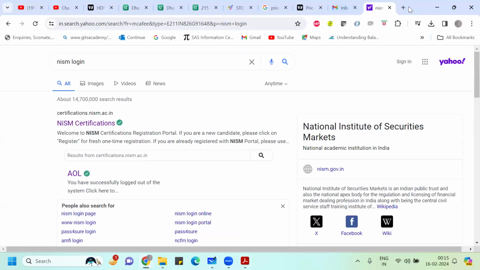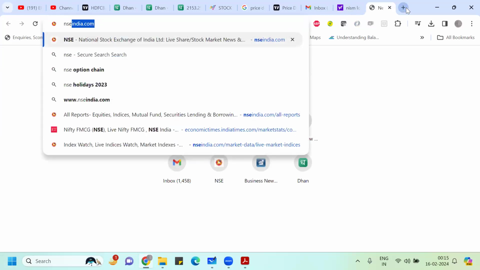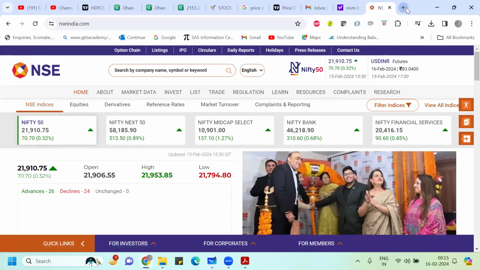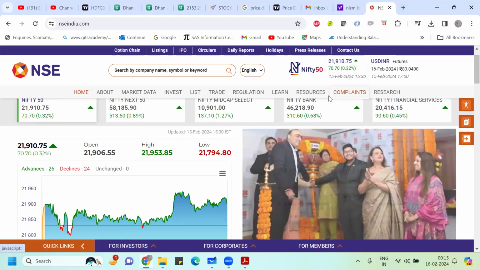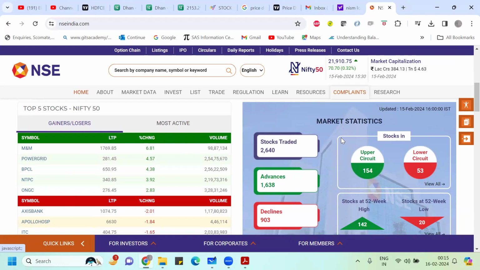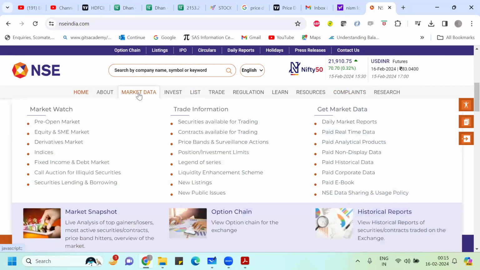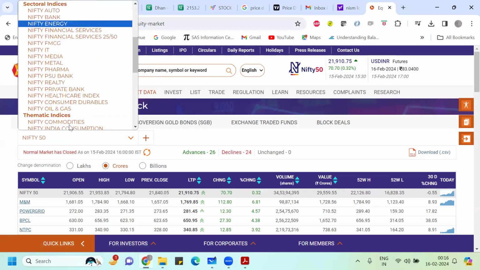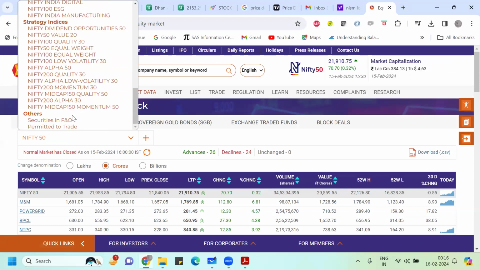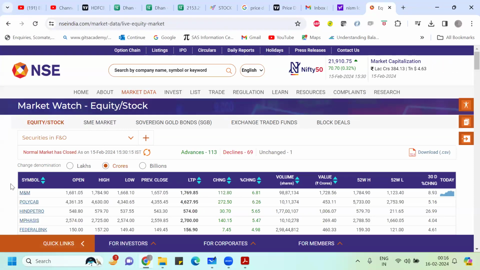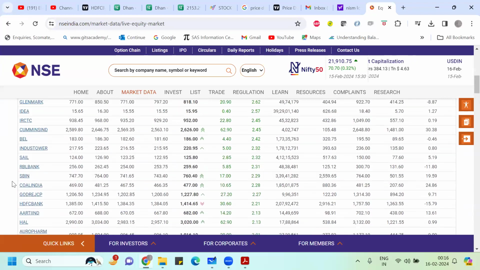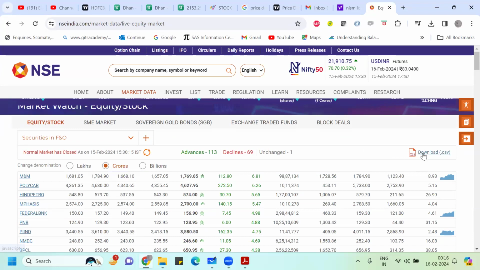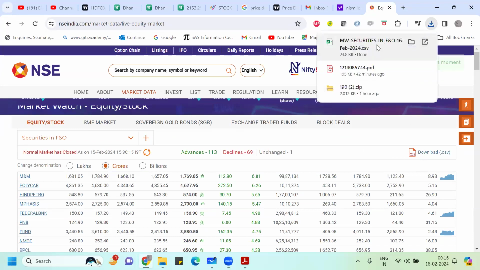Like you can see here, if I go to the NSE website, you will see around 2640 stocks which are actually trading in the equity market. But if you go and look for the derivative segment, here if I click equity and SME, and there if I just search for securities and FNO, you can actually see how many out of 2600 stocks are actually trading in derivatives. If I download, I'll get the exact number.